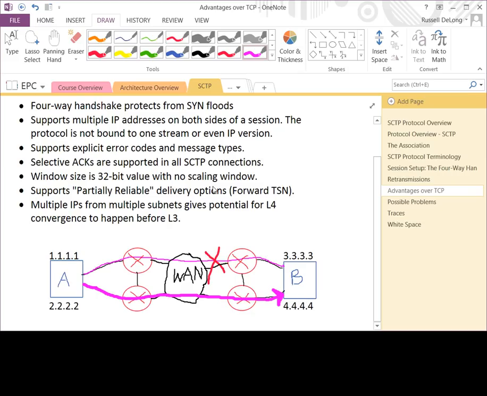And the ability to target different subnets at a transport layer for the same association to keep that same session up brings a level of redundancy that isn't really available with TCP.